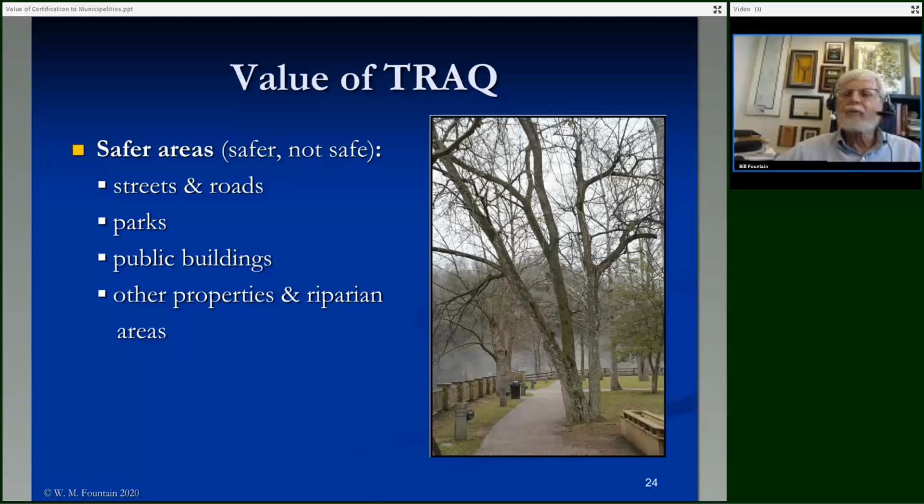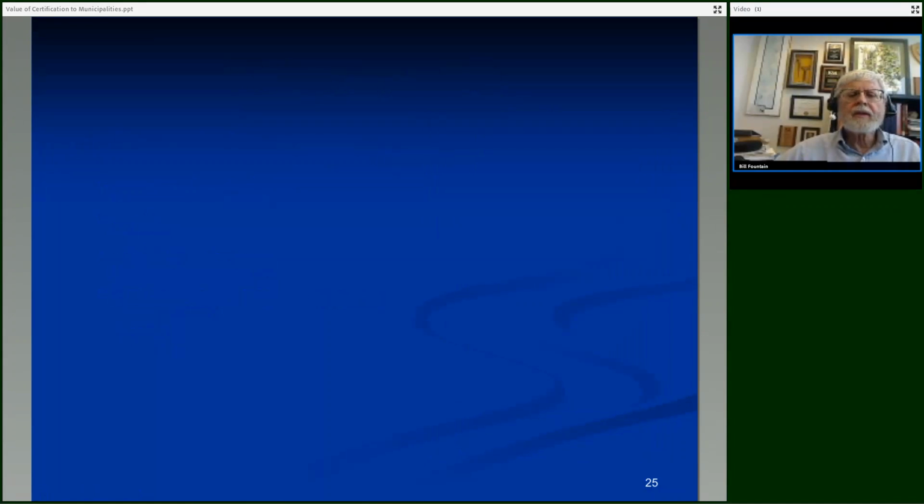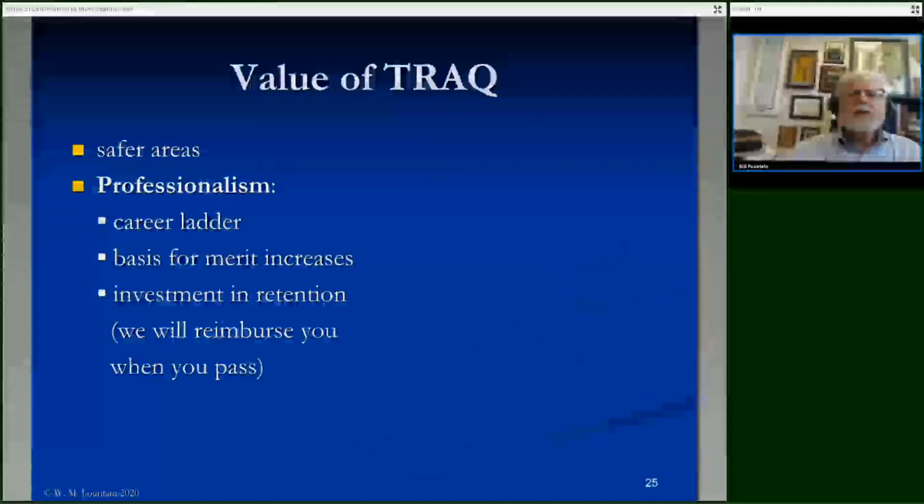So there is a level of risk even out there in the middle of the day. Other properties that we may look at will have varying degrees of risk associated with them. Even the riparian areas, the rough areas that you don't expect people to be in, are going to have some level of risk. This level of risk needs to be defined, and we need to have guidance from our legal professionals in what the level of risk is that's associated with that. So the value of TRAQ is also for professionalism.